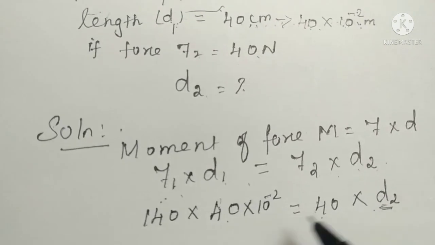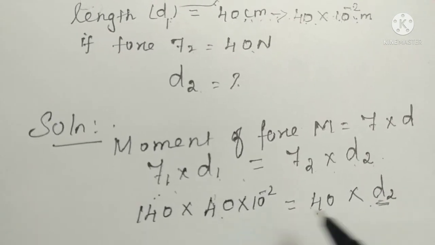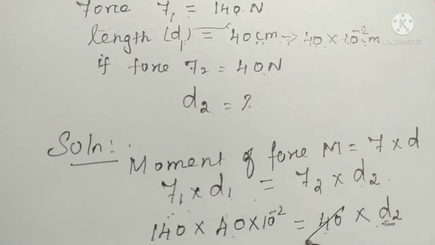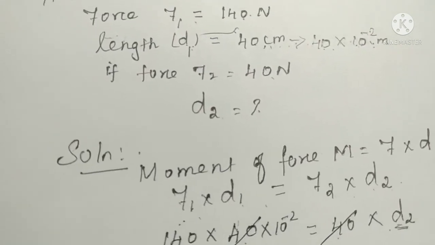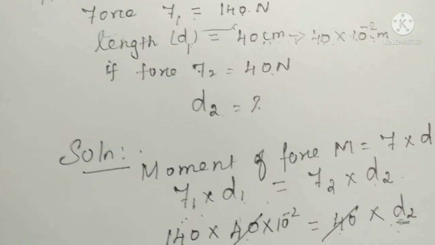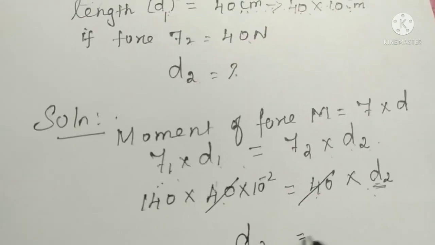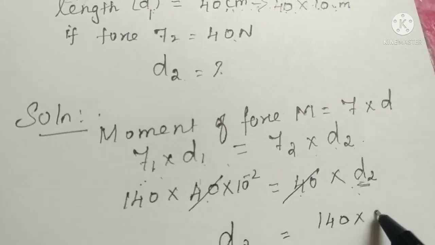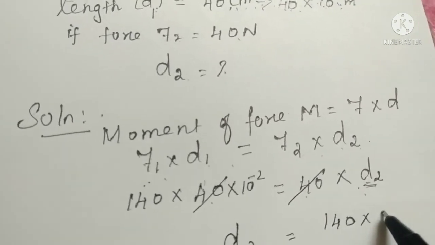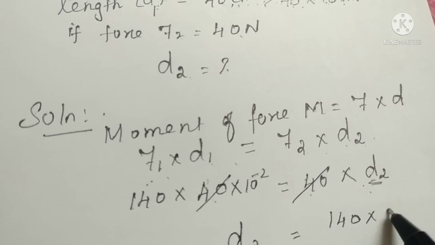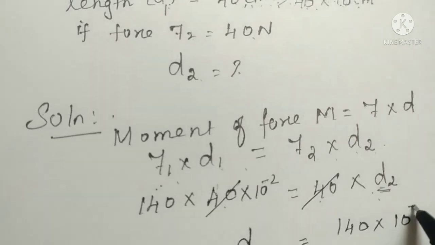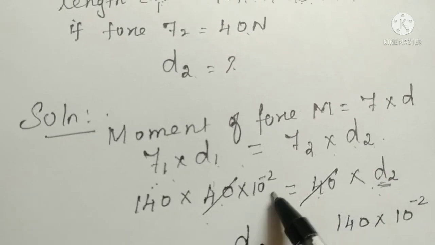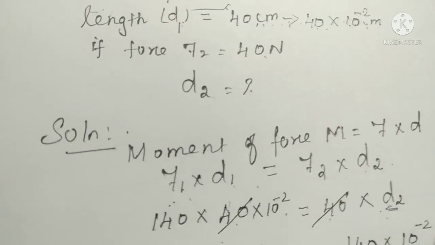Otherwise d2 is equal to 140 into 40 divided by 40. Here itself we can cancel; this 40 will get cancelled. So d2 is equal to 140 into 10 to the power minus 2. d2 is equal to 140 into 10 to the power minus 2 meters.